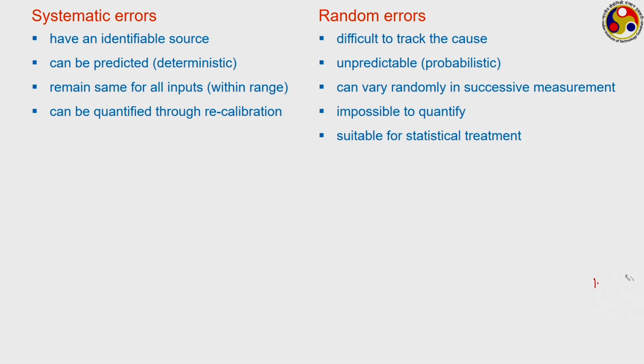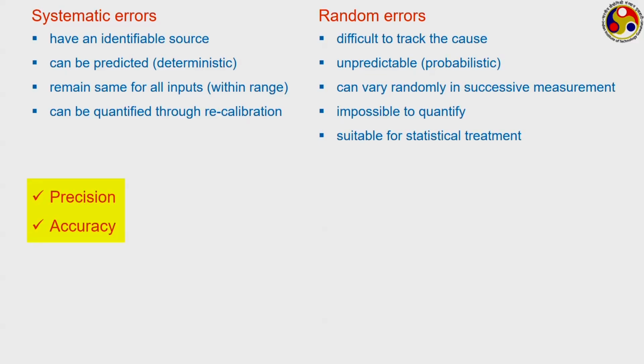But the random nature of the random errors has made the corresponding analysis more probabilistic in nature, as it is not possible to get a quantified value for them. Rather, we have to go for some kind of statistical treatment. The statistical treatment for random errors we shall be seeing in the next lecture, whereas in this lecture we are focusing more on the systematic errors.